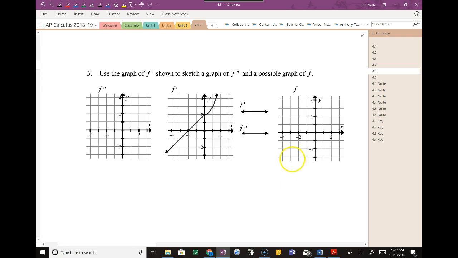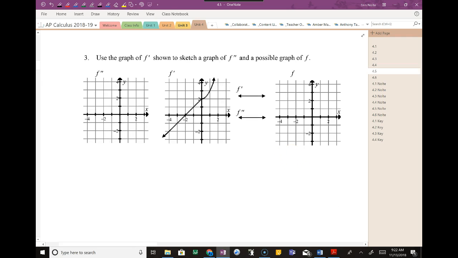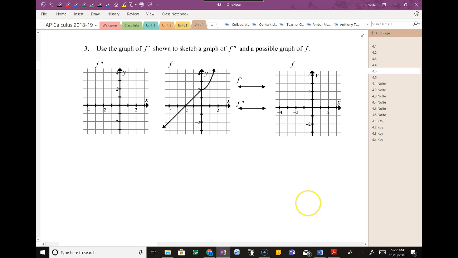Okay. Question number 3 says use the first derivative to sketch the second derivative and the possible original. So this is putting both of these things together.